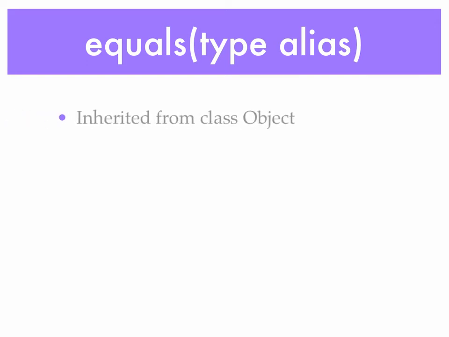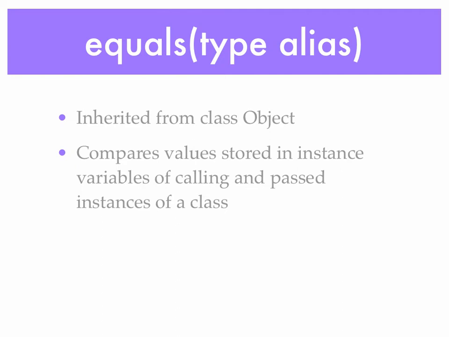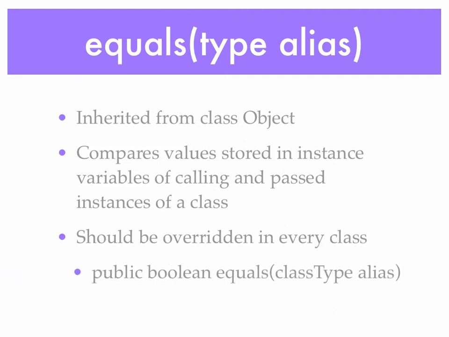Now this method is also inherited from the class Object, and so we'll be overriding it. And what this method does is it compares the values stored in the instance variables of the calling and the passed instances of a class. So I compare the values in the instance variables for what called the method and for what was passed to it. And certainly we need to override it in every class. And as we override it, we'll declare it with this line. It's always public. It always returns back a boolean.